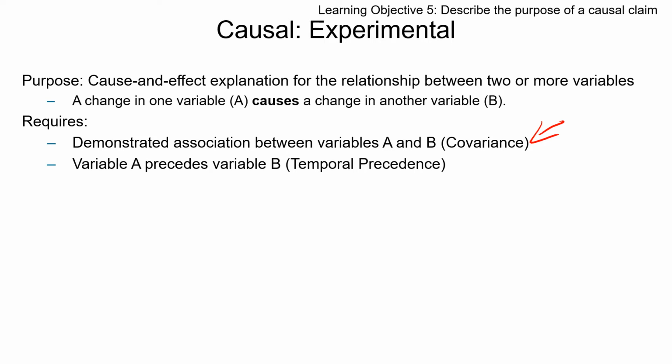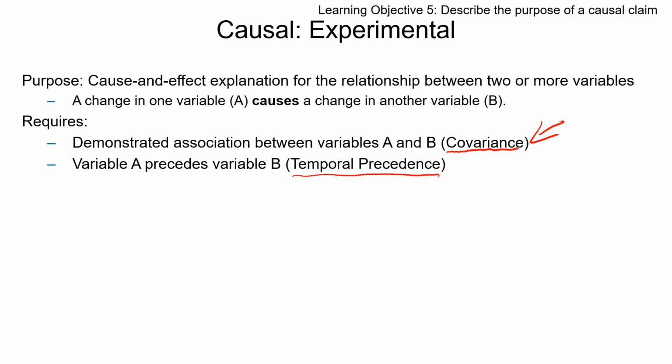The next is temporal precedence. So first is covariance. These are these three. I recommend knowing these three just because it makes for a very easy question on an exam: what are the conditions required for causal? Covariance is one. Temporal precedence is another. What does temporal precedence mean? Temporal precedence means that variable A precedes variable B.